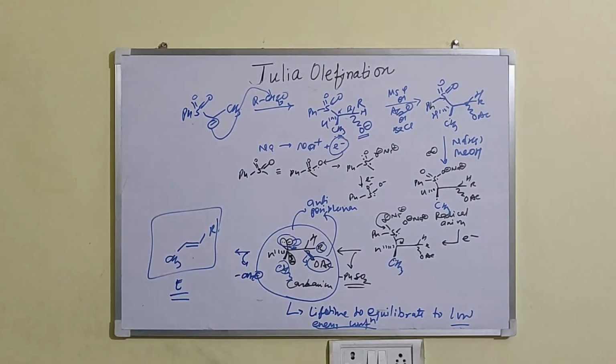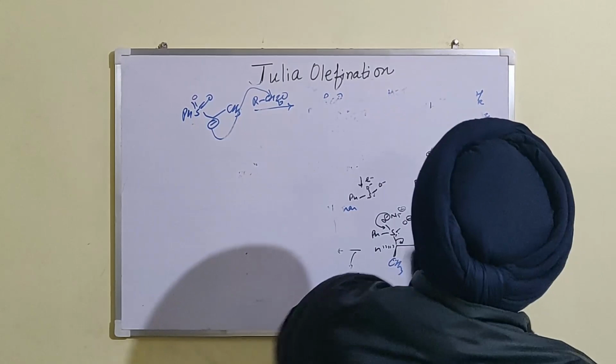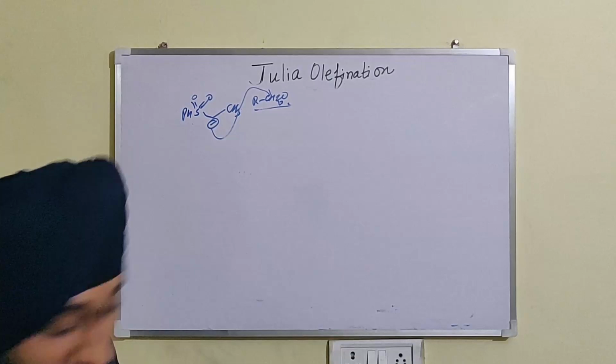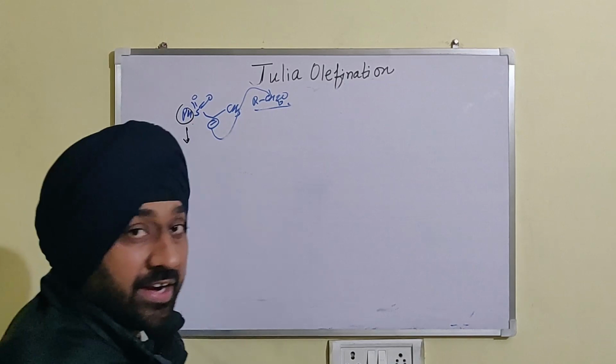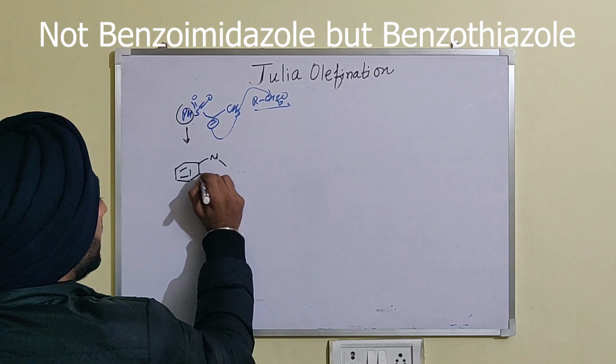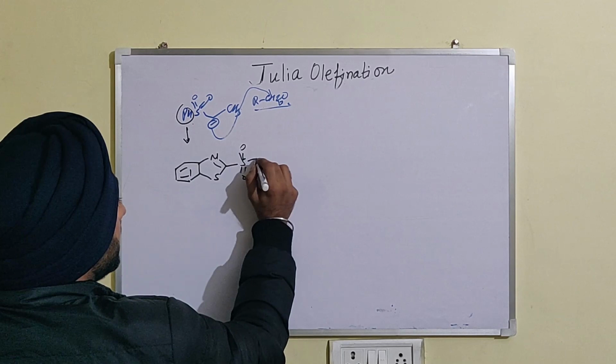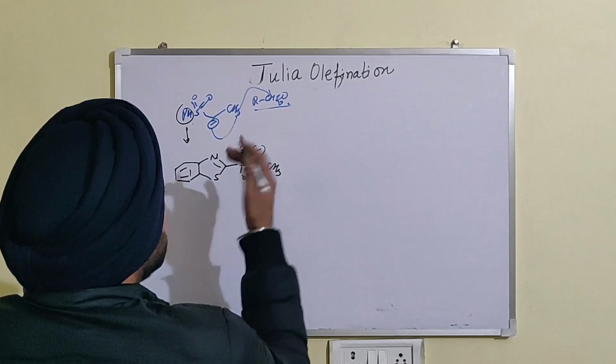So now we are going to look into this particular thing, what they do. The modification that was done was basically onto the phenyl ring. So instead of the phenyl ring, what they took was the benzimidazole ring. So this is the kind of sulfone that they took. Means this phenyl ring was replaced by the benzimidazole. Now let us see what happens.